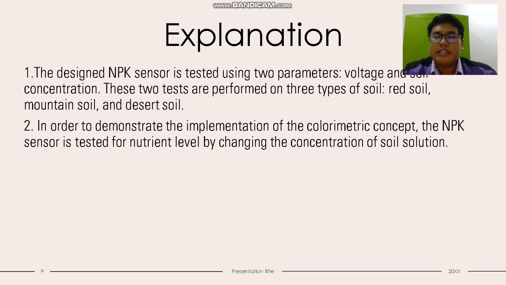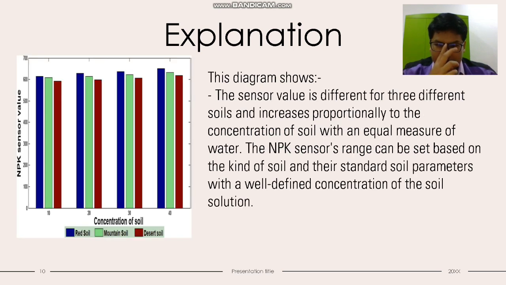Next, the designed NPK sensor is tested using 2 parameters, voltage and soil concentration. These 2 tests are performed on 3 types of soil: red soil, mountain soil and desert soil. In order to demonstrate the implementation of the colorimetric concept, the NPK sensor is tested for nutrient level by changing the concentration of soil solution. As you can see in the diagram, the sensor value is different for the 3 different soils, and increases proportionally to the concentration of soil with an equal measure of water. The NPK sensor's range can be set based on the kind of soil and its standard soil parameters with a well-defined concentration of soil solution.